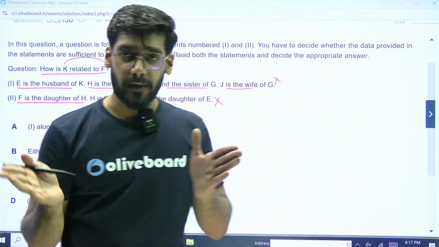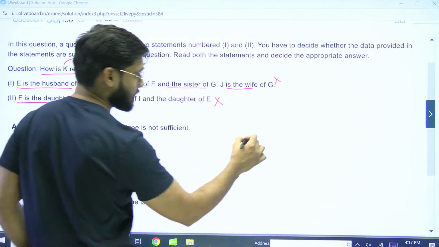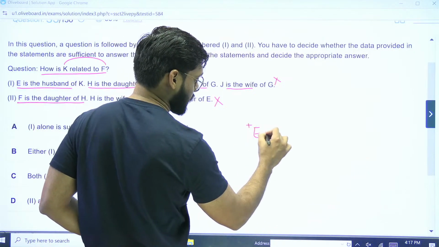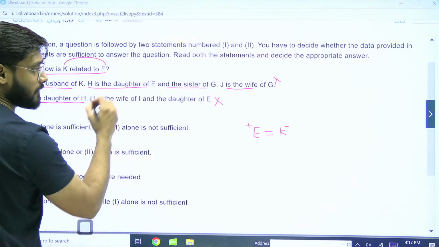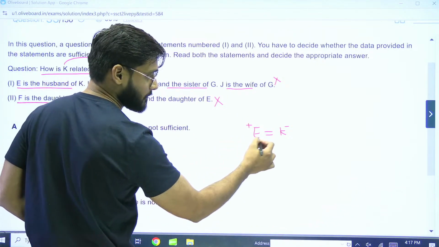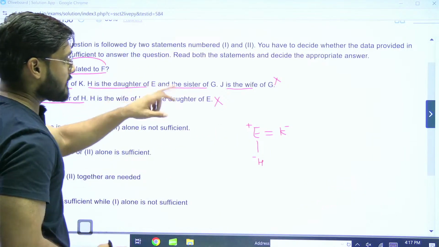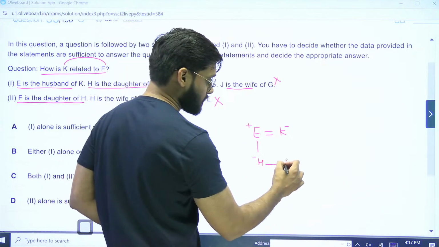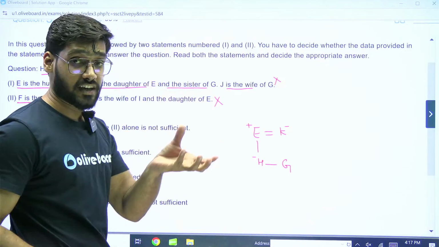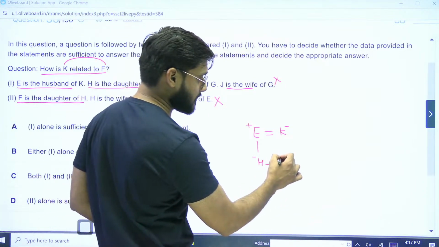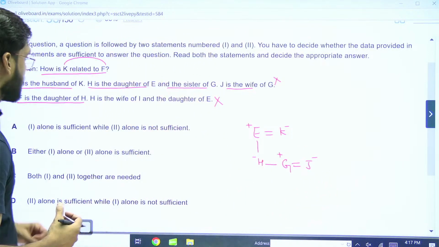Now let's combine both of them. E is the husband of K, so K will be the wife. H is the daughter of E, it means she will be the daughter of K as well. H is the sister of G, like this. J is the wife of G. If J is the wife of G, so G will be the male person and J will be the female, that is wife.